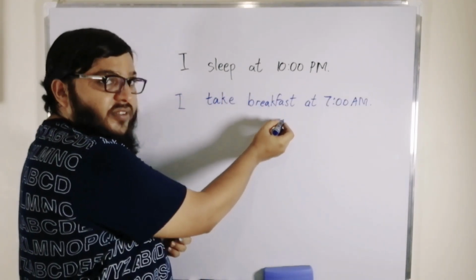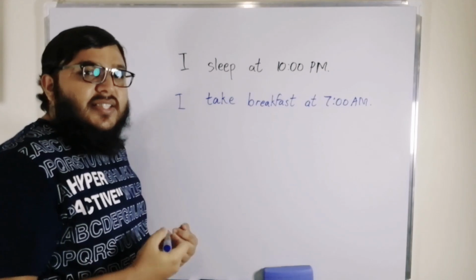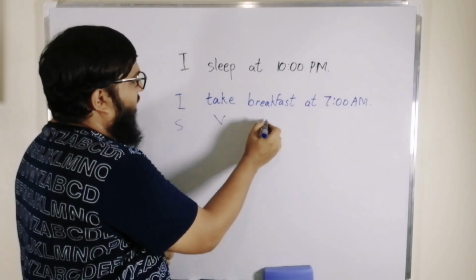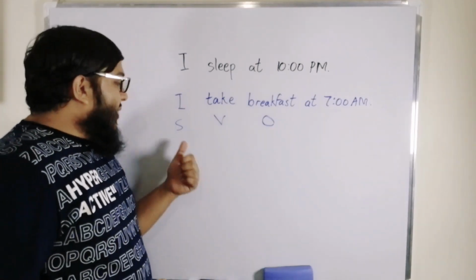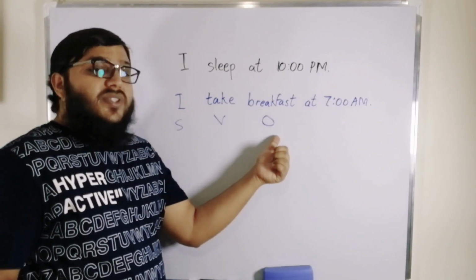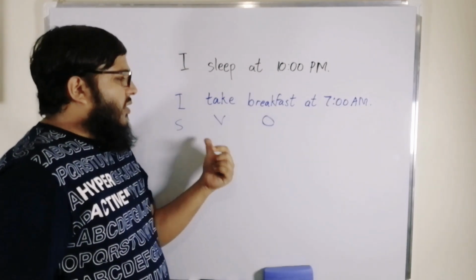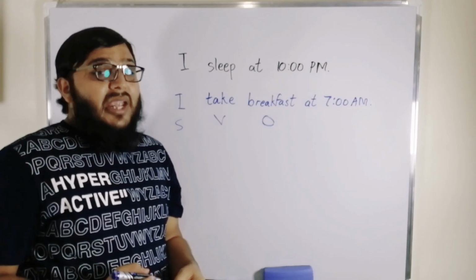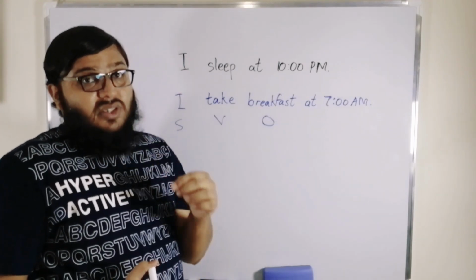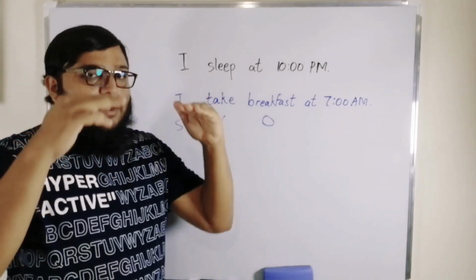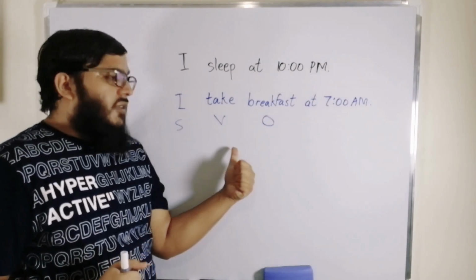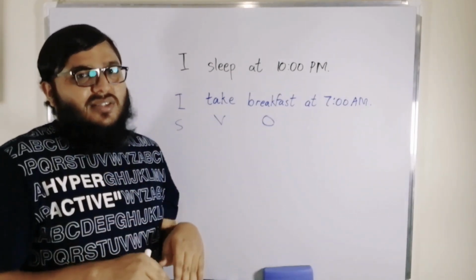I take breakfast. In basic sentence structure, if you remember, we usually talk about SVO, right? S stands for subject, V stands for verb, O stands for object. So subject, verb, and object are the main parts of basic sentence structure. Without this structure, you cannot build your house. You need a strong structure, which is subject, verb, and object, to build your sentence.